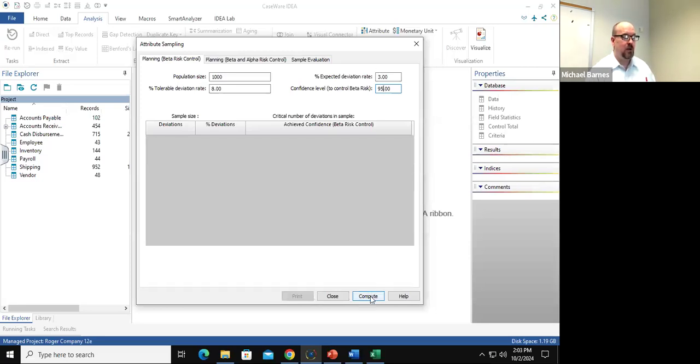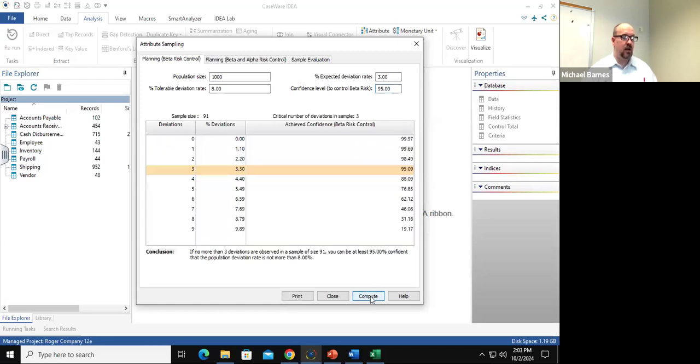So let's just go ahead and compute and see what sample size we need to test in order to get assurance here. And you will notice that the sample size is 91. This is telling us that based on these factors that we speculate here, we would need to test 91 items to have a sufficient sample for testing to get this level of assurance. Now, this is all well and good. This is much easier than using a table.